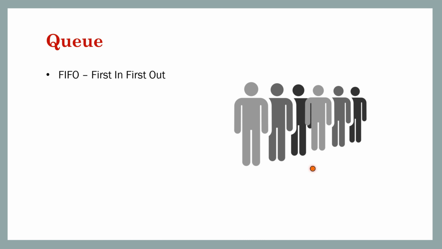So the rule is that the person who came first in the queue will purchase the ticket first, or will get the ticket first, and after that the person will be removed from the queue. So the person who comes first is also removed first from the queue. So this is first in first out, the same order.